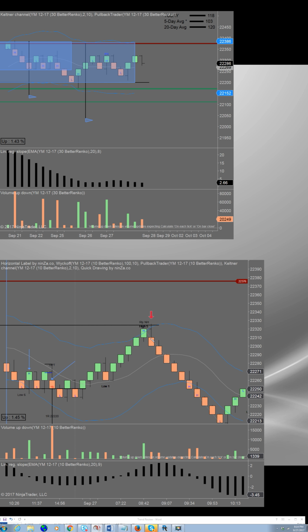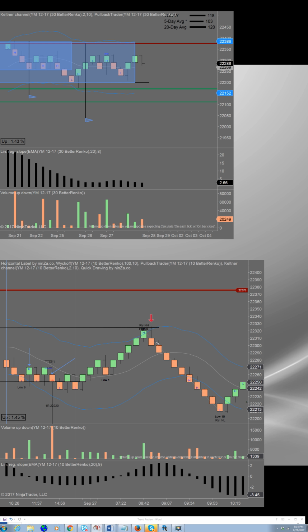After that, what you see is, it moves straight down. Now again, I'm not a fan of this type of action that just goes up and straight down, because it's not offering pullbacks. And the only way to trade this type of action is you have to go into a smaller time frame to see if there are any pullbacks, or just stay out.